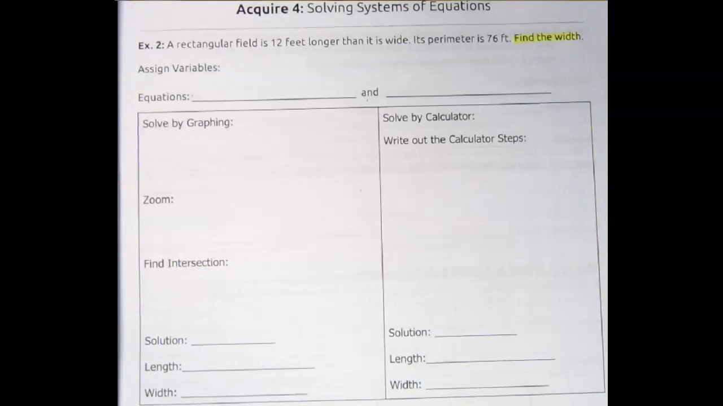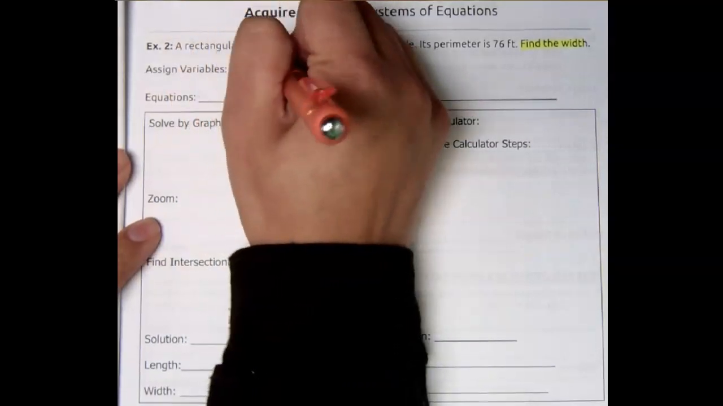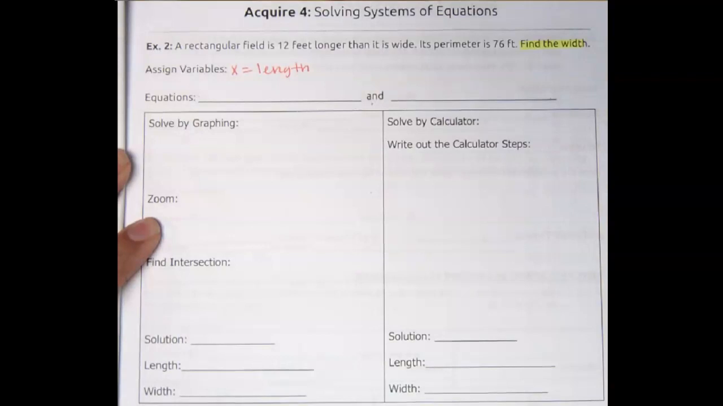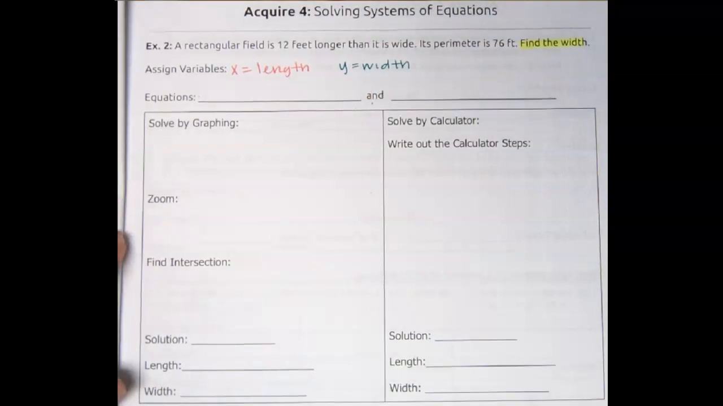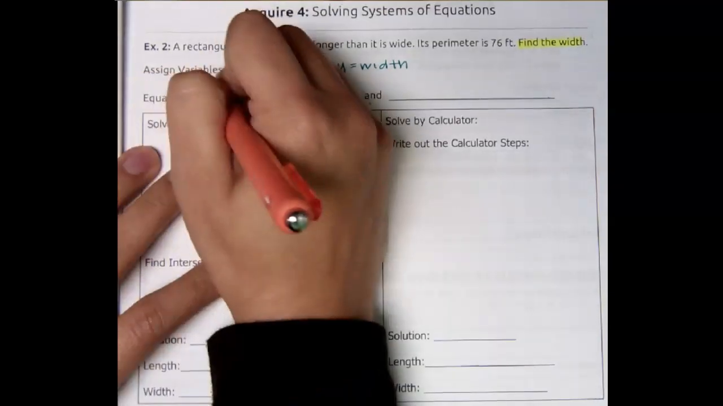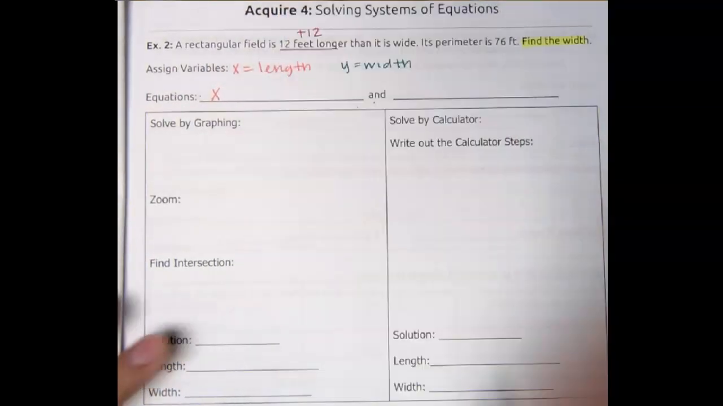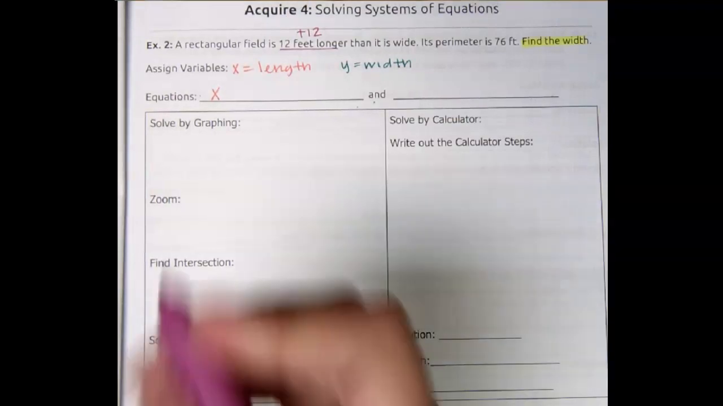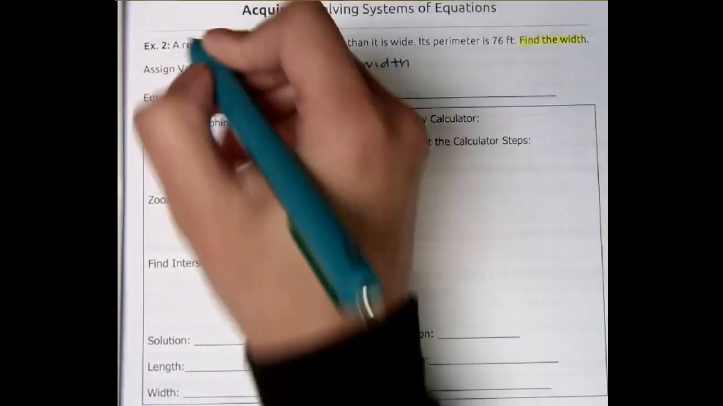So I'm going to assign my two variables. If you remember from last time, our two variables were length and width. So I'm going to make x my length and y my width. So the first sentence says, a rectangular field is 12 feet longer than it is wide. So that means the length is bigger than the width. So to get the length, 12 feet longer tells me to add 12. So to get the length, which is x, I am going to add 12 to the width, which is y.